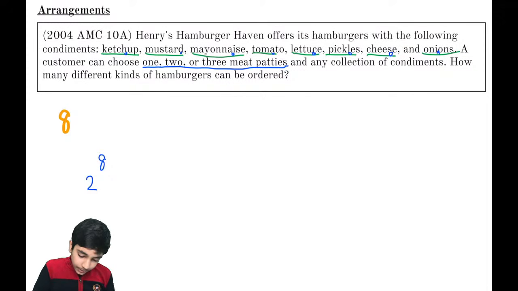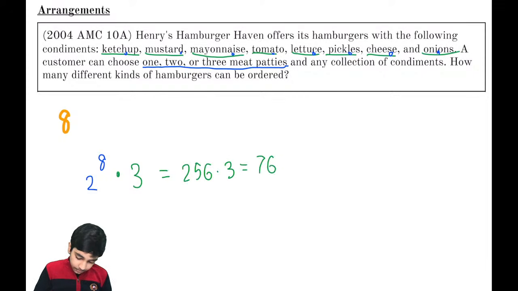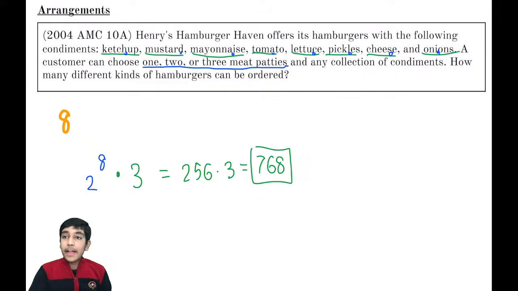And then we also have 3 choices for the meat patties: 1, 2, or 3. So let's multiply by 3, because we can have 1 meat patty, 2 meat patties, or 3 meat patties. So overall, the answer is just 256 times 3, which is 768. And that's the answer for this problem.